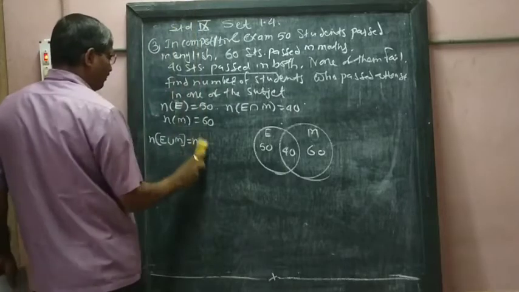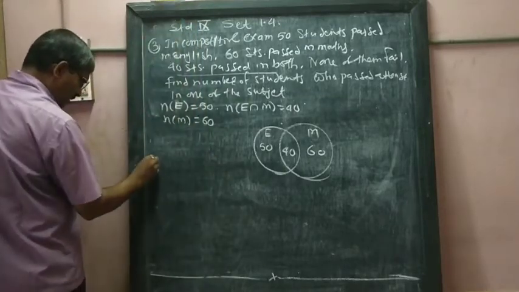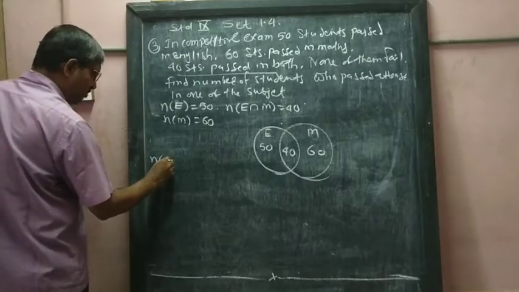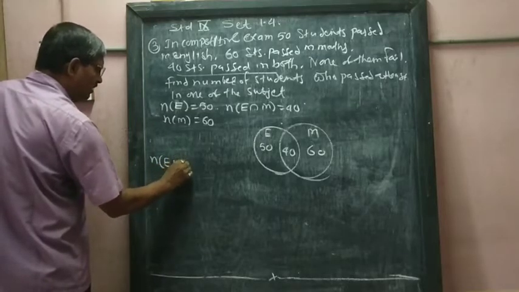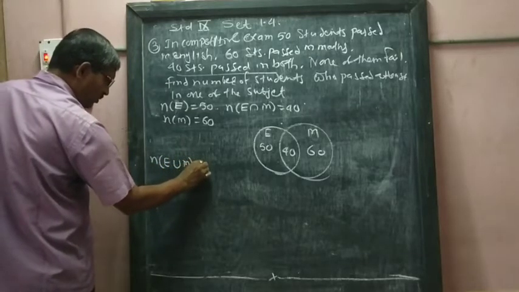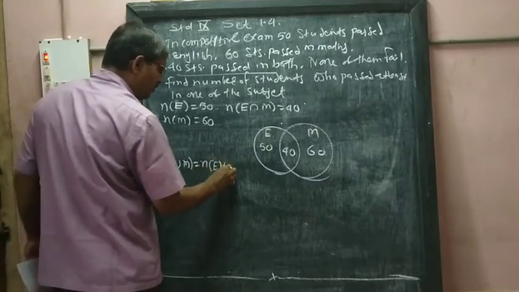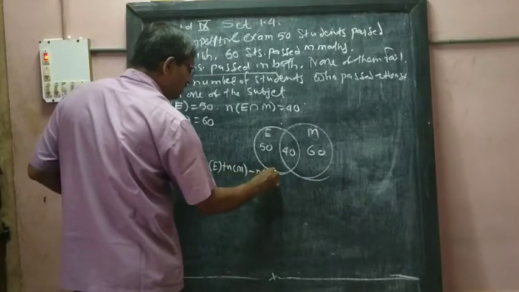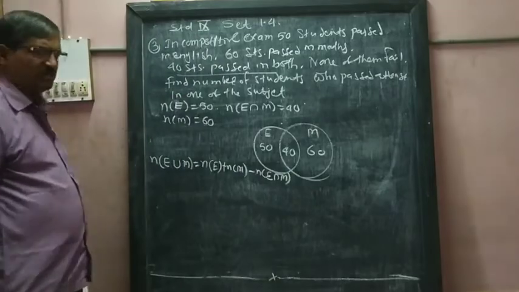Here the space is very less, so I am writing a little lower down. The number of students who passed, I am going to use the union set, English as well as maths, is equal to the number of students in English plus the number of students passed in maths minus the number of students passed in both subjects, which means I am taking the intersection set.